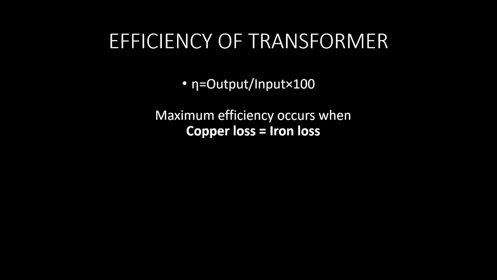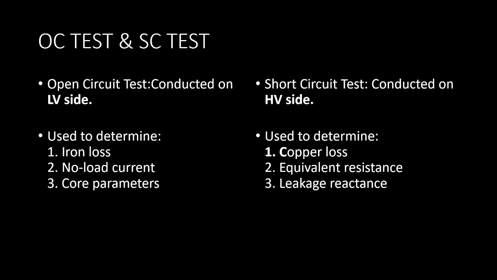So now we are going to discuss the efficiency of the transformer. Efficiency means output by input into 100. That is a golden condition. Or you can say that maximum efficiency occurs when copper loss is equal to iron loss. That means when the copper loss is the same as the iron loss. So from here you can expect one more mark in your junior engineer level examination.